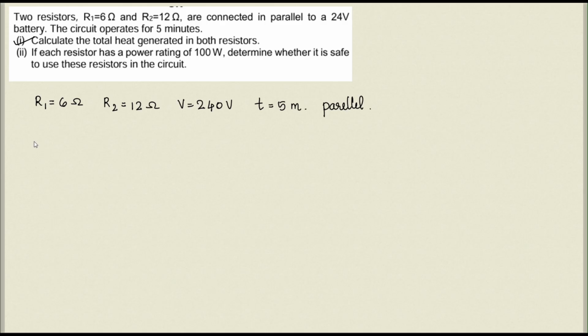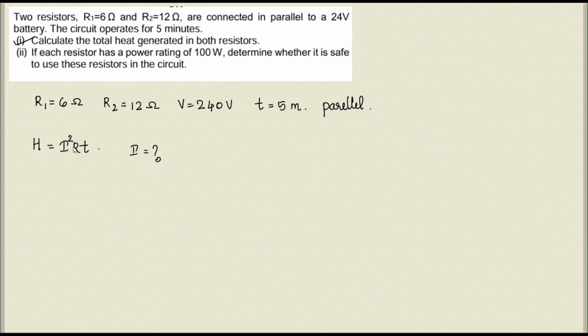So the equation to find the heat generated by the components is using Joule's law, H is equal to I square RT. I is the current flowing through the components, R is the resistance, and T is the time of flow of current. Now here we don't know how much is the total current passing through the circuit. So first of all we have to find the I value.